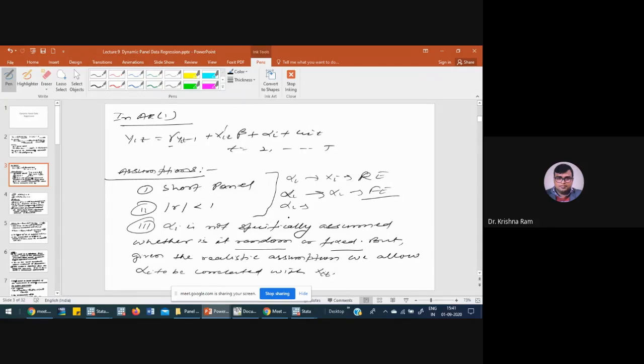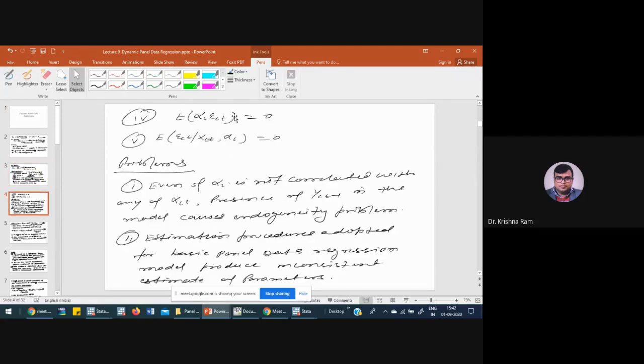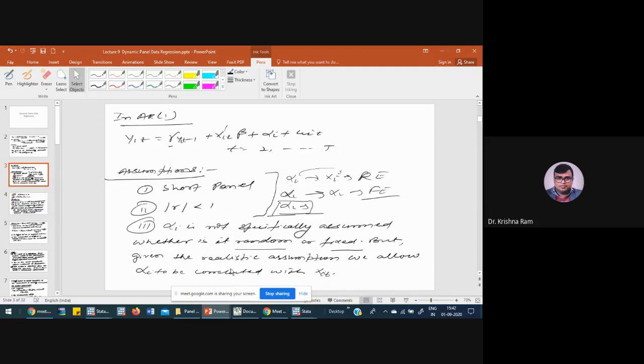But given that most of the time in a real situation you find a correlation between alpha I and xi, so you allow for that. So alpha is here correlated with xi. It doesn't mean that you always assume that it is correlated with xi, but we allow alpha I to be correlated with xi here too.